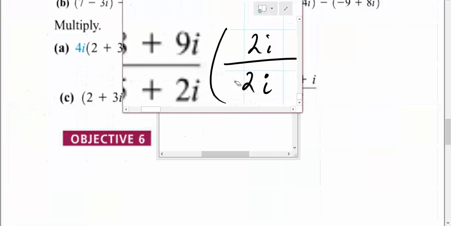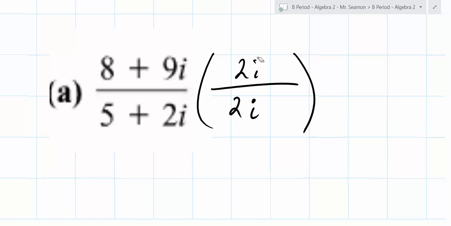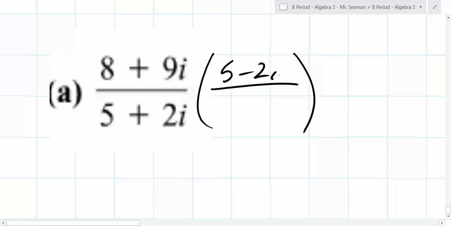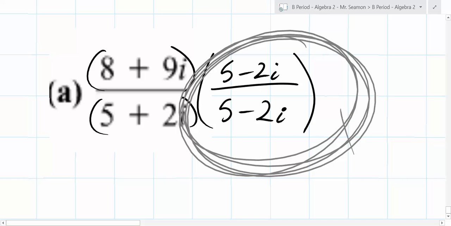What do you think you multiply by? There it is. You got it. You multiply by 5 minus 2i over 5 minus 2i. This right here is just a fancy form of 1. Exactly. That's all it is.